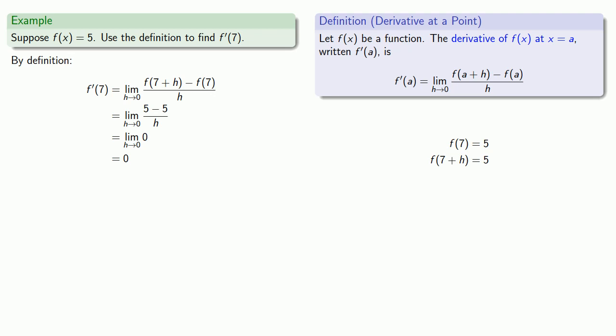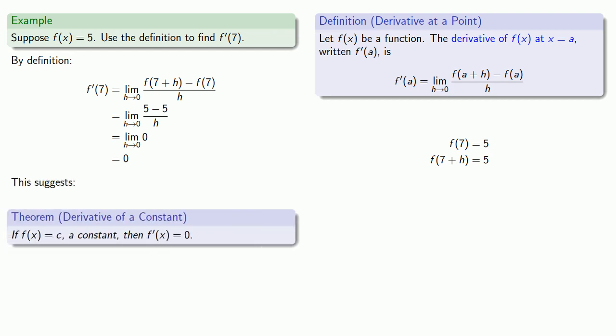Now what would happen if f of x were equal to a different number? Say if f of x were equal to 11 or pi or square root of 7. It should be clear that regardless of the value that f of x is equal to, nothing important changes here, and the derivative is always going to be equal to 0. And so this suggests an important result. If f of x equals c, a constant, then the derivative is equal to 0.